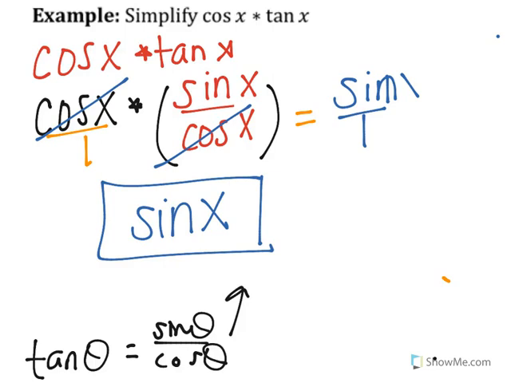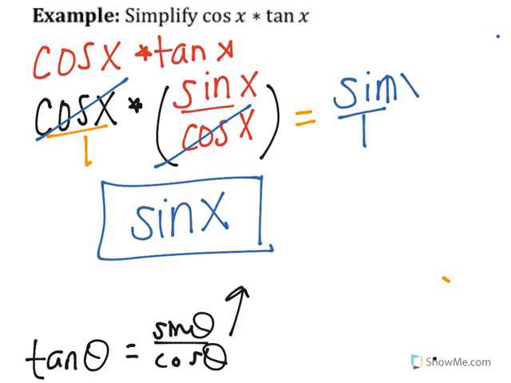Okay? So we started with cosine times tangent. We leave cosine alone, but we're going to turn tangent into the reciprocal identity sine over cosine using our identity sheet. We then see that the cosines will cancel, so we're just left with sine of x.